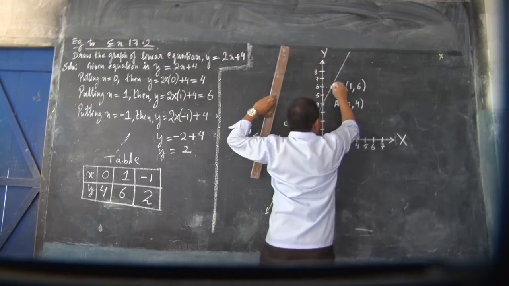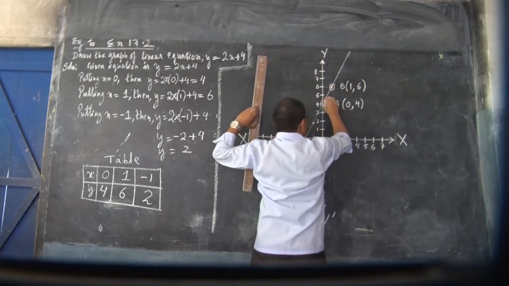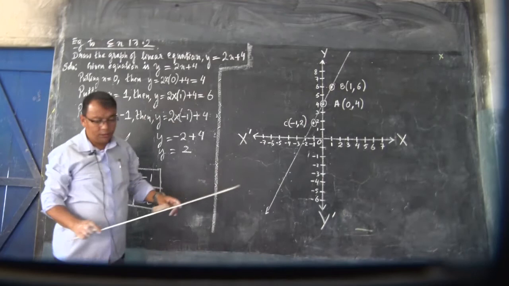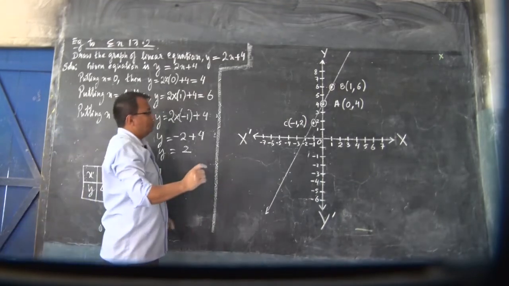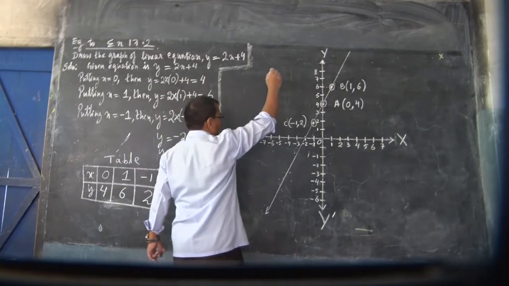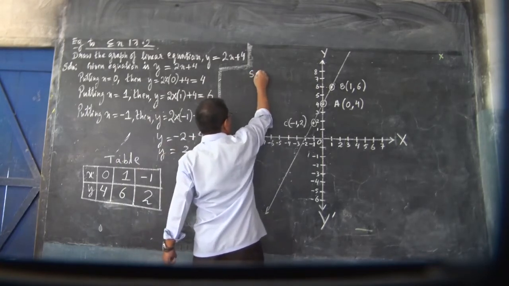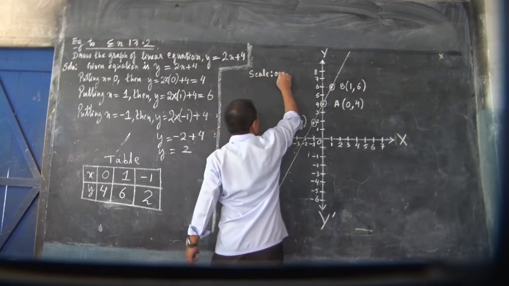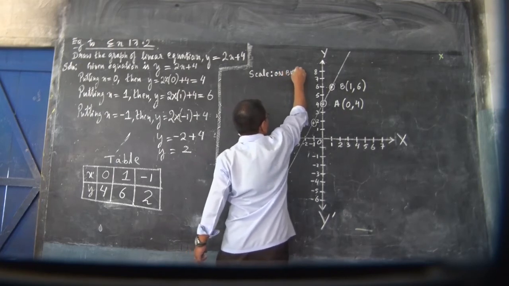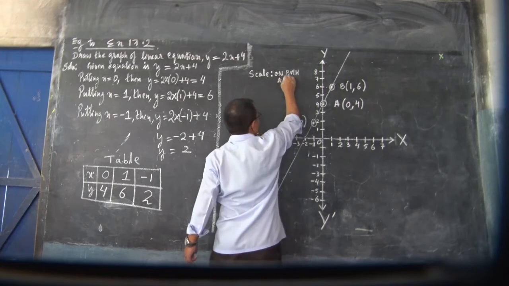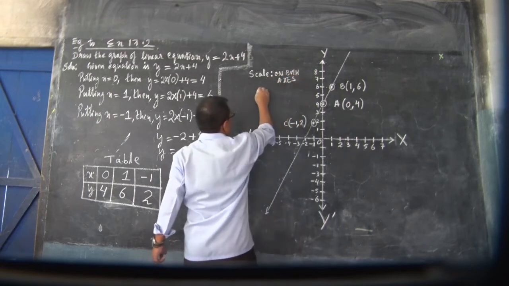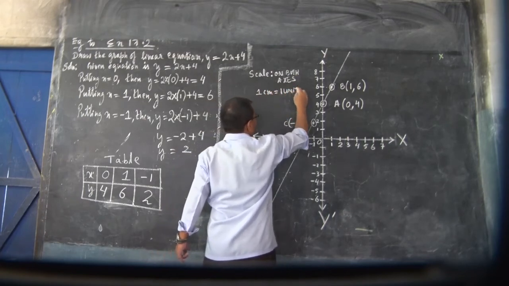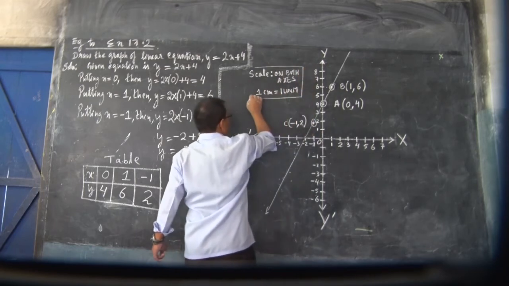I can extend a bit here. This I can note down, and this I can note down. Point A, point B, and point C. And whenever we draw the graph, we should remember to write this: scaled on both axes, 1 cm equals 1 unit. If you want to box it, you can box it, no problem.